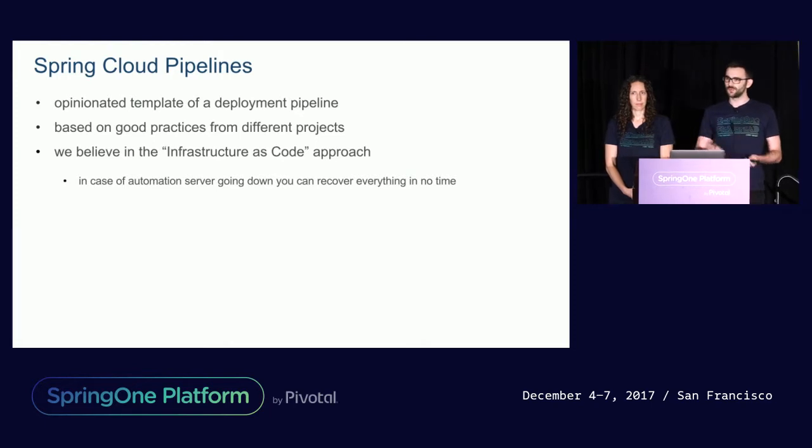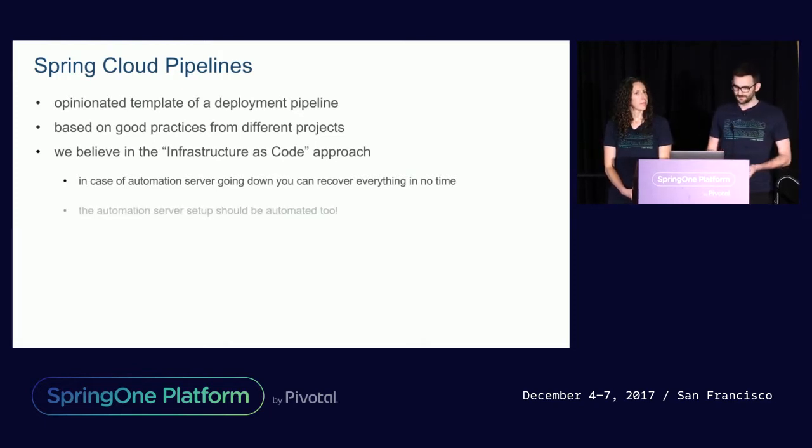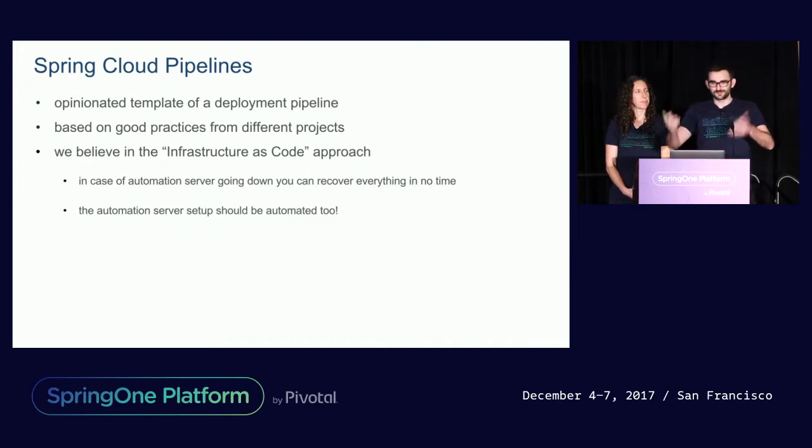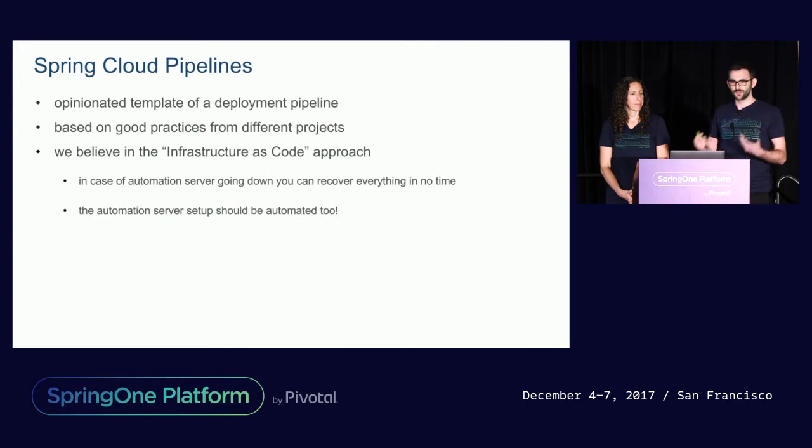We prefer to have things coded. So if something goes wrong, you can recreate it, regenerate it from code. So automation server setup should be automated too, right? So you shouldn't be clicking all those checkboxes in Jenkins, for example. It should come from your code. You can even write tests for your pipeline.